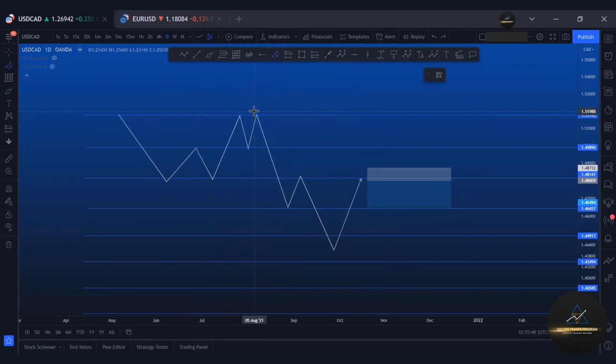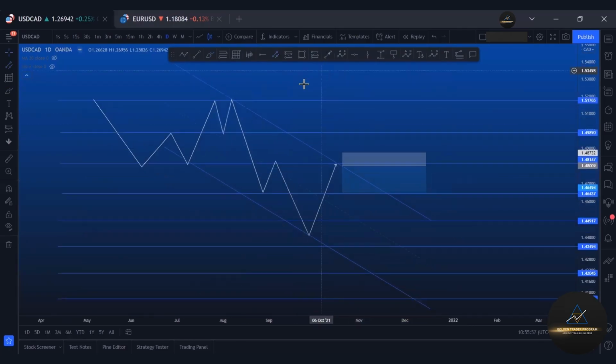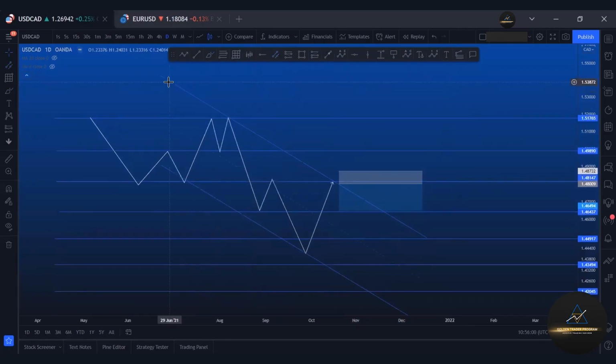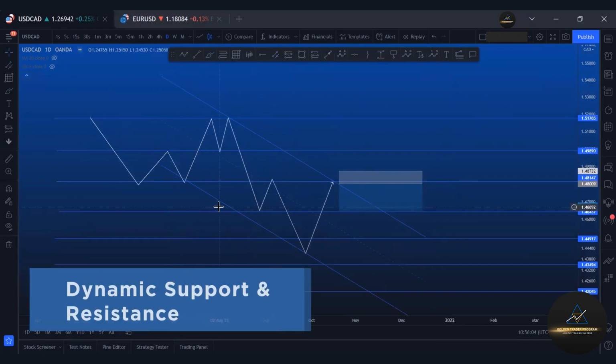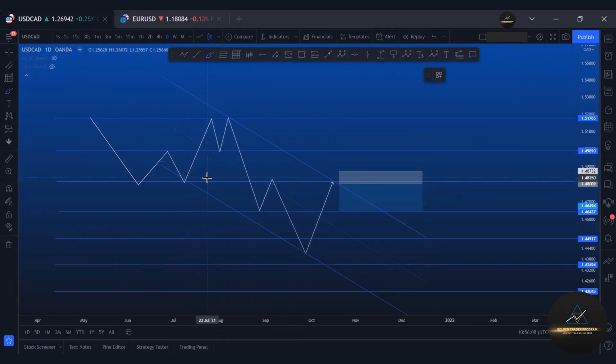So what do I mean by that? If we're to add a channel, a parallel channel, just a simple pattern structure, look at the difference. We're now utilizing the top end of the channel as a dynamic resistance and the bottom end of the channel as the dynamic support. The same applies with your typical retail support and resistance. We're now applying it to patterns.